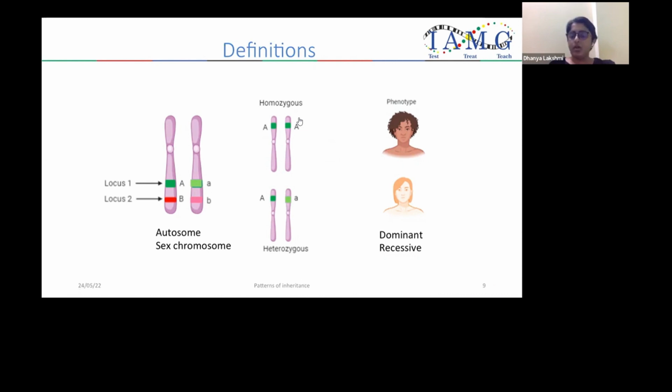Now, coming to the terms dominant and recessive, this is pertaining to the phenotypic features. So, if the phenotypic feature expresses only when an individual is a homozygote at a particular locus, then that phenotype is known as the recessive phenotype. And if an individual expresses the phenotype both in heterozygous state as well as in homozygous state, then that phenotype is known as a dominant phenotype.